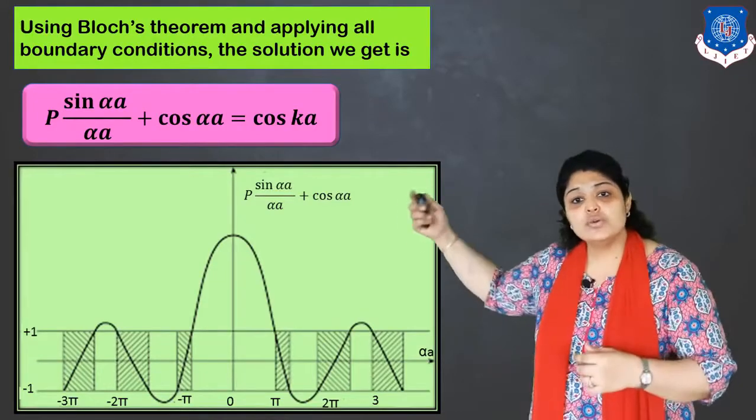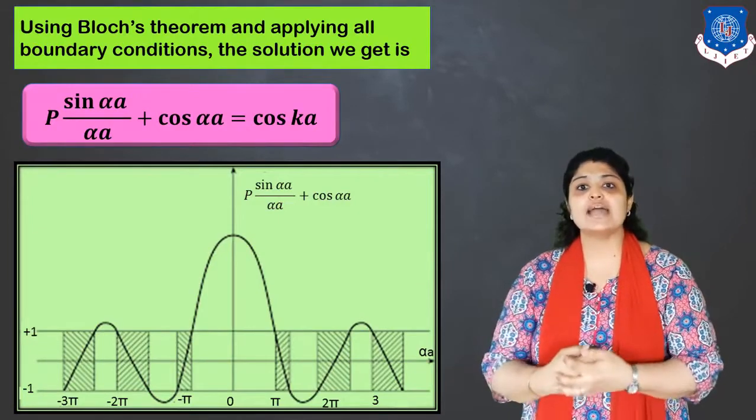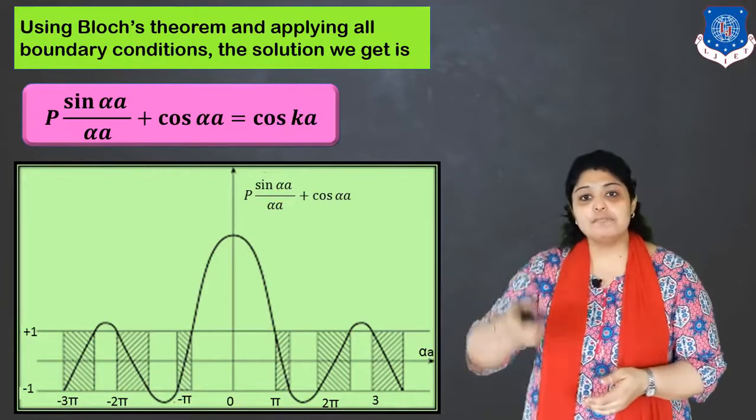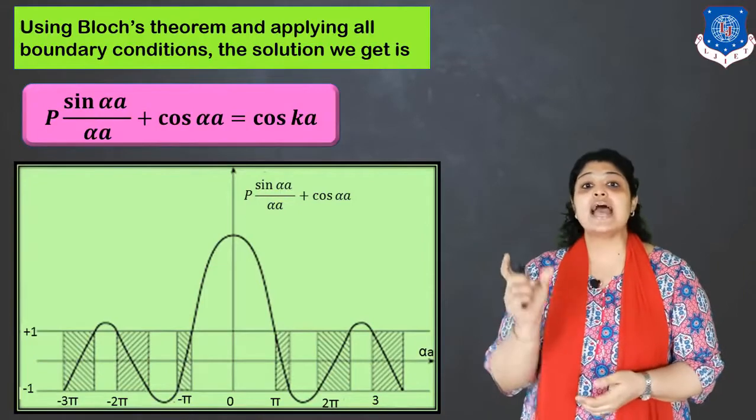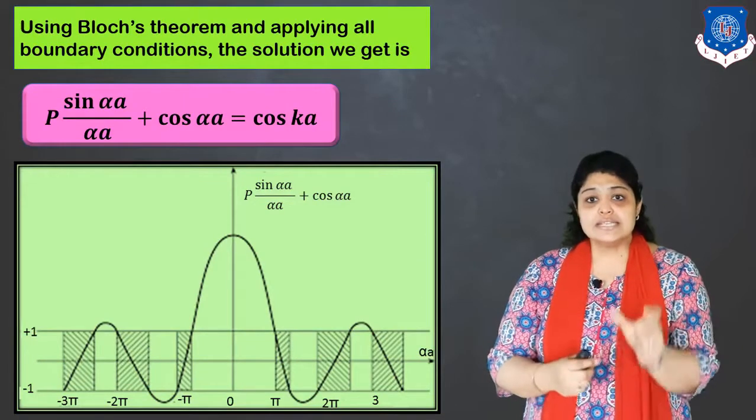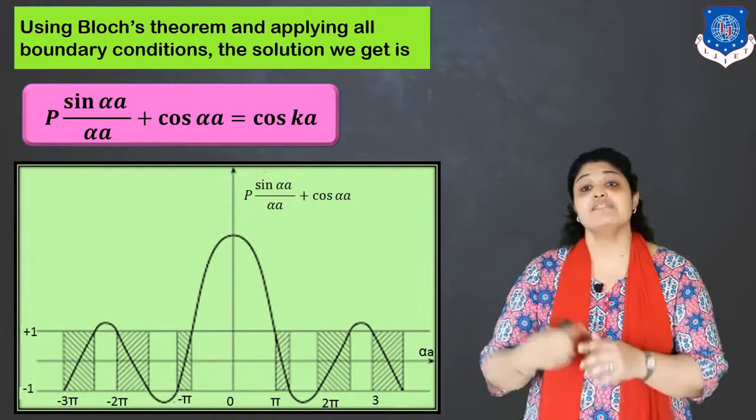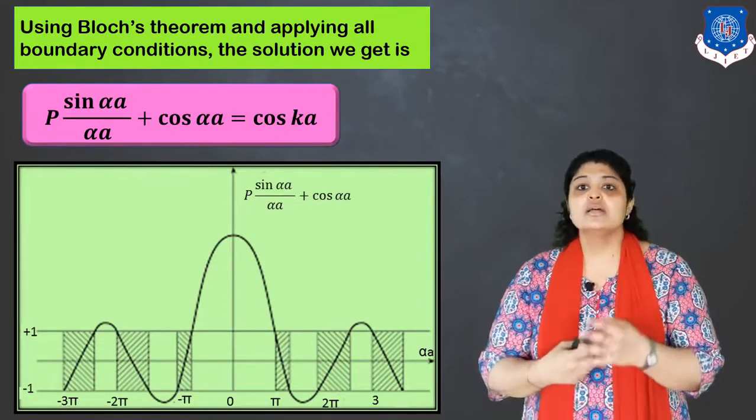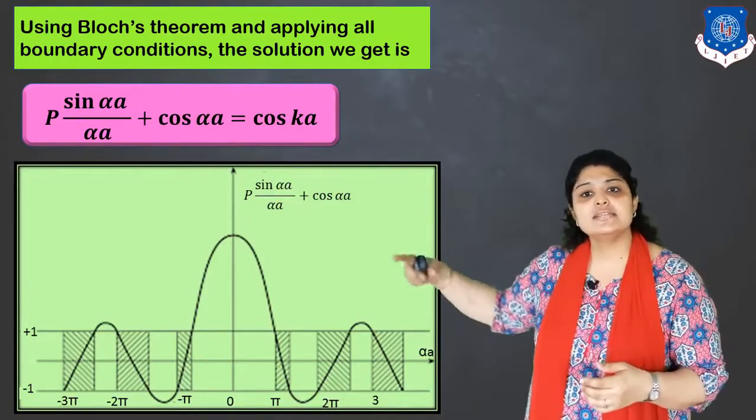What is shown in this diagram is the combination of P sin alpha a upon alpha a and cos alpha a. So the summation of both of them is shown here, where I have plotted P sin alpha a upon alpha a plus cos alpha a on the y-axis and alpha a, that is the variation, on the x-axis. We know that this LHS should have the same limit as the RHS, and the RHS is only a cos Ka function which has the limit -1 to +1. Now when the summation graph is plotted, you can see it actually is a sine-like graph only.